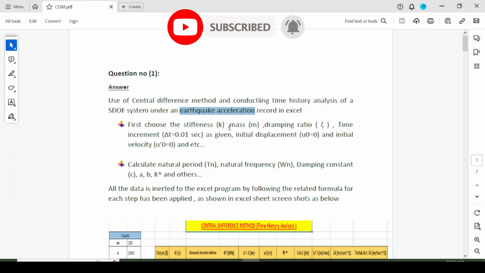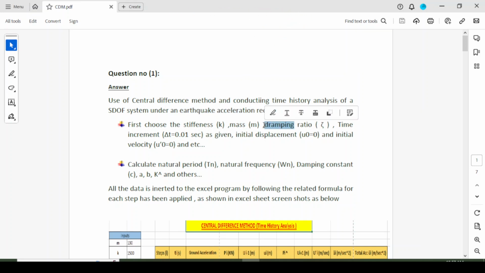First, choose the stiffness, mass, and damping ratio. This is the damping ratio. The time increment, or the time difference, will be given or we will choose it, and the initial displacement will be 0 and the initial velocity will also be 0. If other things are given, that is okay.